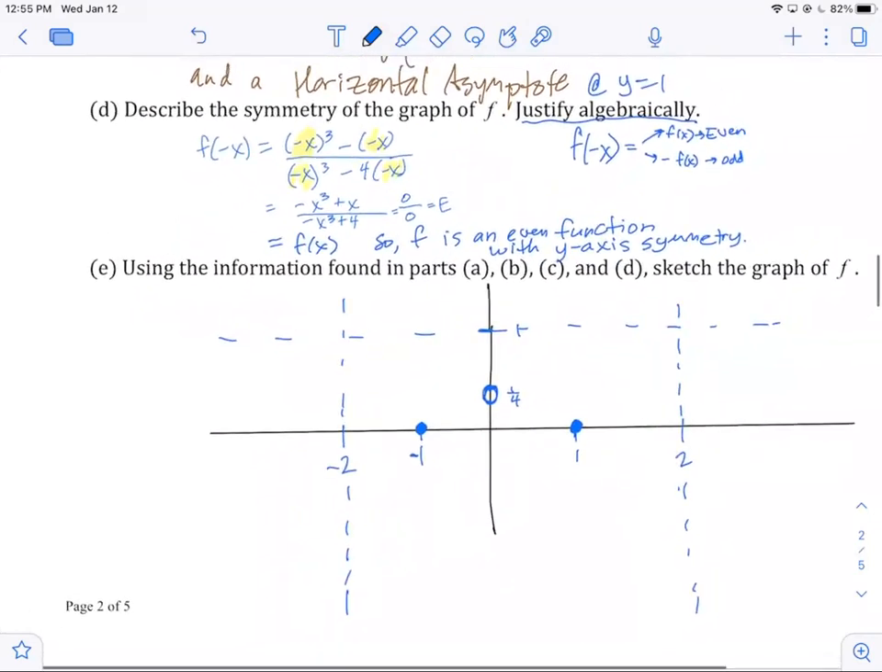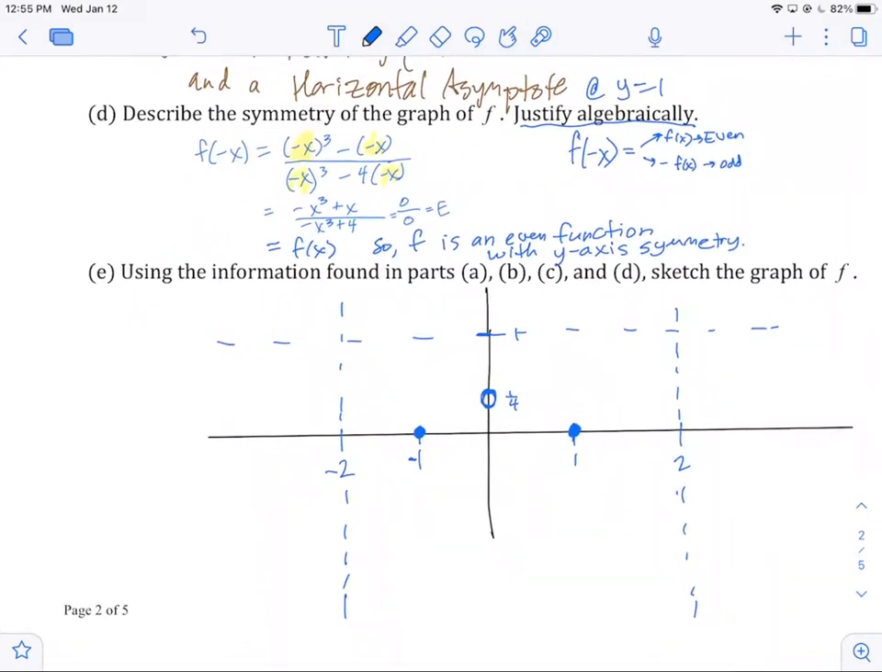Now, I'm guessing on part D, if you didn't know how to justify it algebraically, let's say you skipped it, but you started plotting information that you found and you got to this part on E, you might say, well, by golly gee whiz, this looks like it's shaping up to have some y-axis symmetry. You would retreat back to part D and say F has y-axis symmetry, but I don't know how to justify algebraically. I'm guessing that question was worth 2 points. One for the answer, one for the justification.